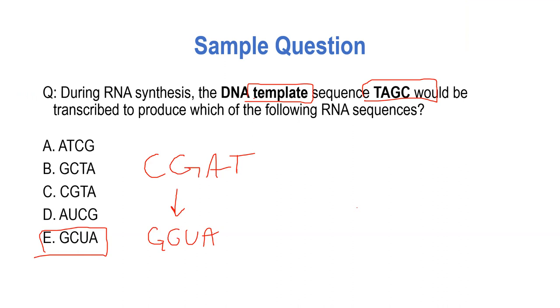That's why we flipped it. So it's going to be C, G, A, T. And then we basically bind it to the RNA strand, to form an RNA strand.